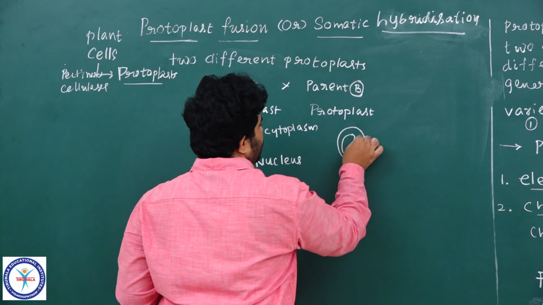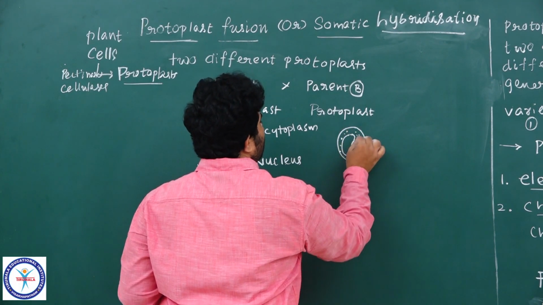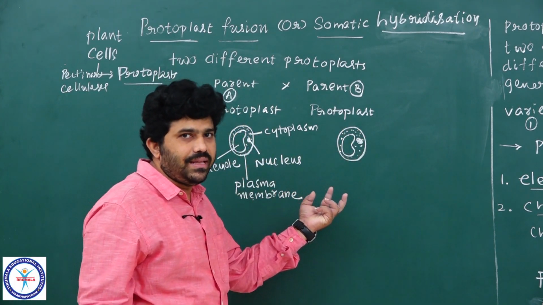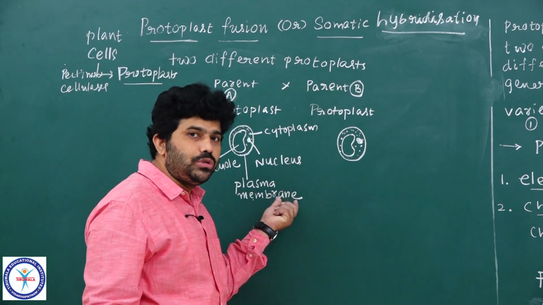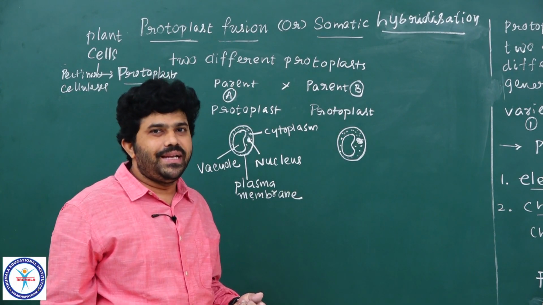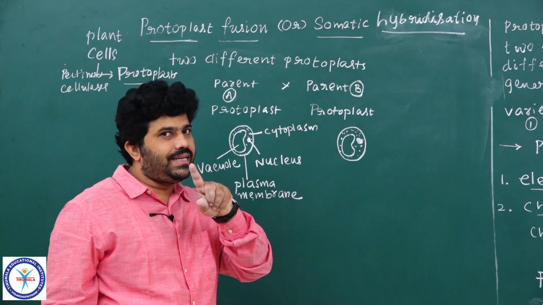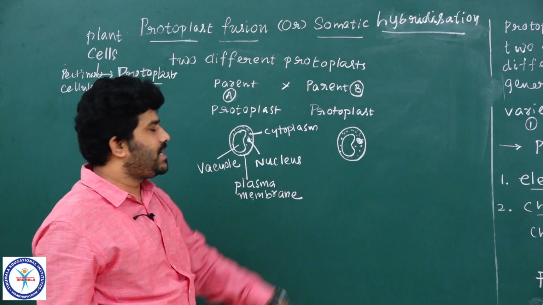Now got the point? Here also, everything is the same, but genetically some differences are there. Genetically some variations are there. That's why we are trying to incorporate those different variations into a single cell, which we are producing as a resultant cell through the process of somatic hybridization or protoplast fusion.